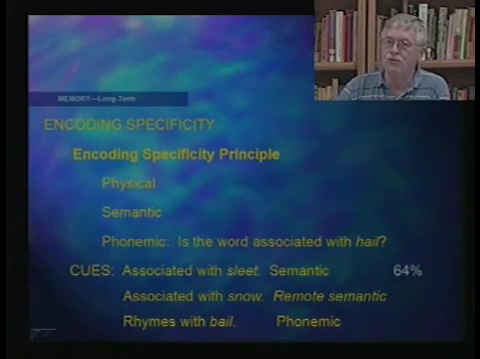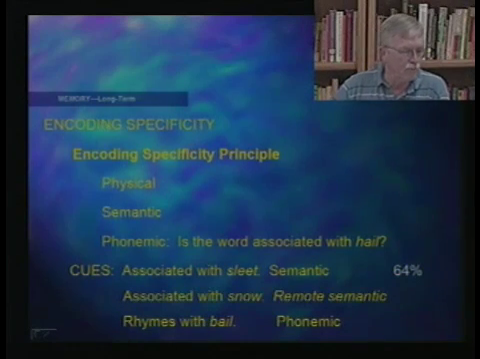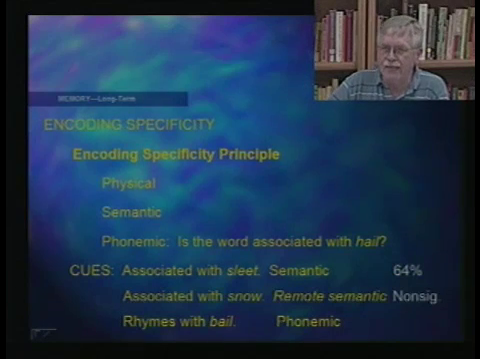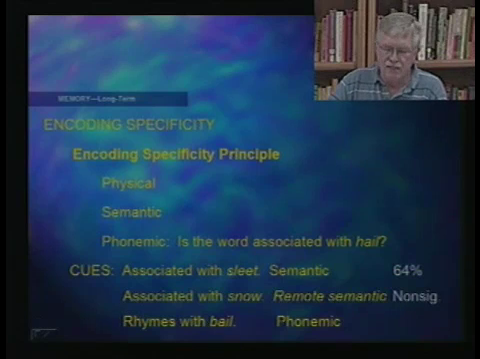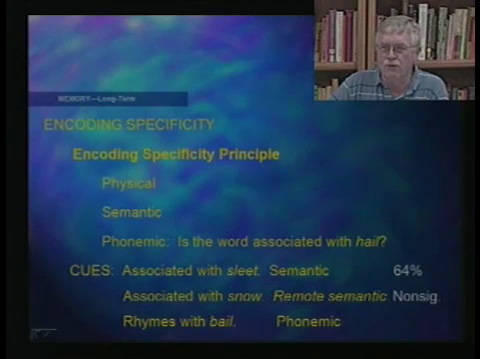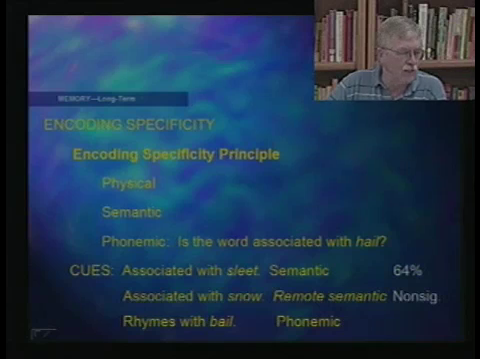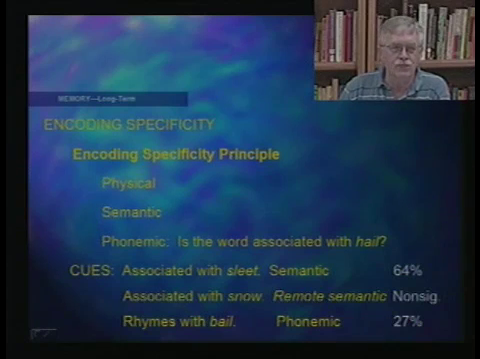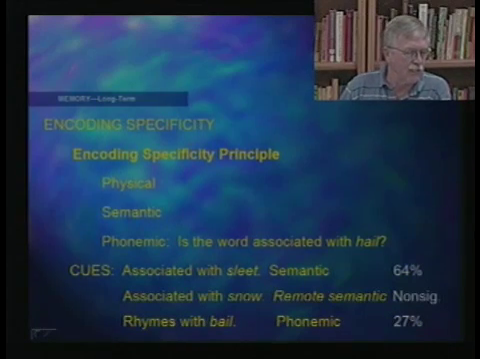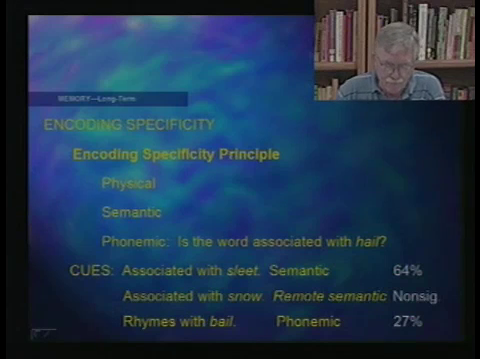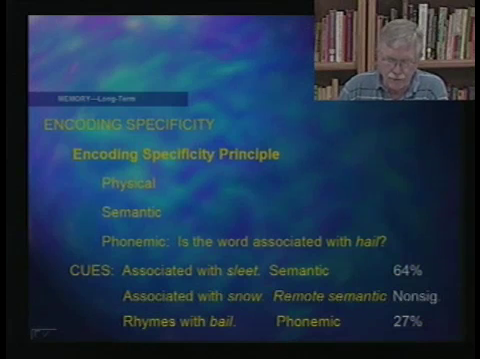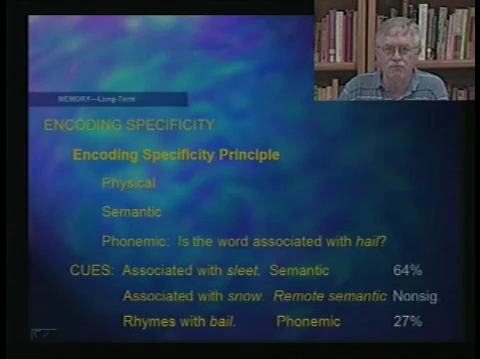What do we find in terms of the data? If we give you a semantic link directly to hail, we find that recall is about 64% accurate. If we do it with a remote semantic cue and time enough to process it, there is no significant difference between the level of recall that you get in that situation and the one that you get if you use one that is strongly semantically linked. On the other hand, if we give you a phonemically related word, the recall is much lower, 27%, suggesting in this case that even a weak link can be strengthened by being associated with the initial learning of the item that is to be recalled.